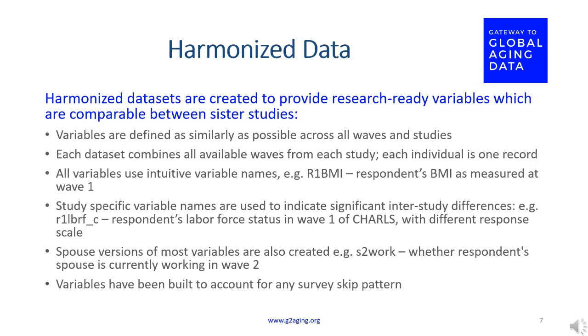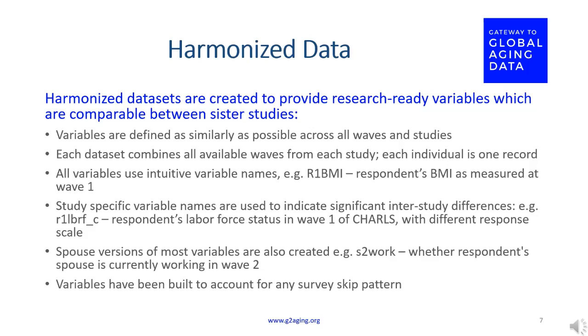Study-specific variable names are also used to identify inter-study differences. For example, in the Harmonized CHARLS, there's a variable called R1LBRF_C, which indicates the respondent's labor force status at wave 1. That _C identifies that there's something specific to the CHARLS version of this variable that may be different in other studies. In this case, CHARLS uses different categorizations of labor force status than other studies.